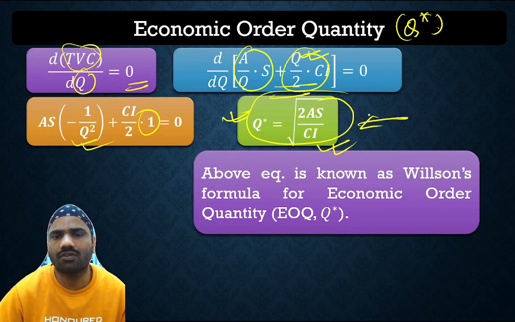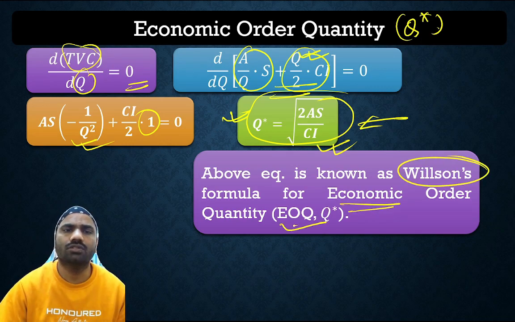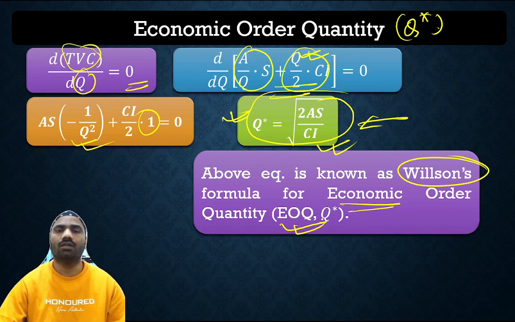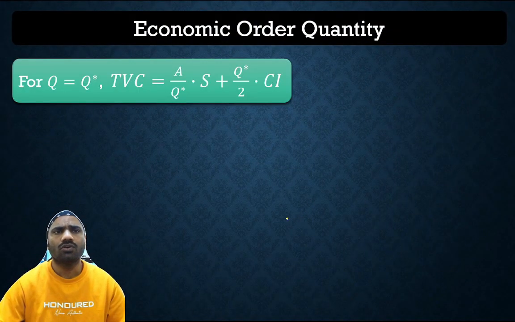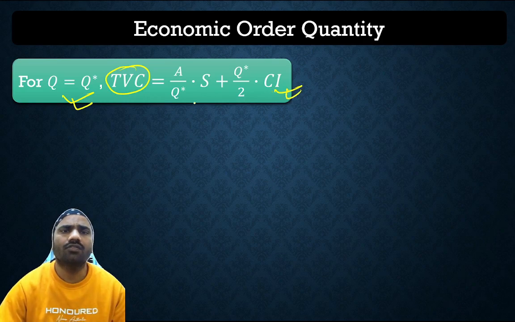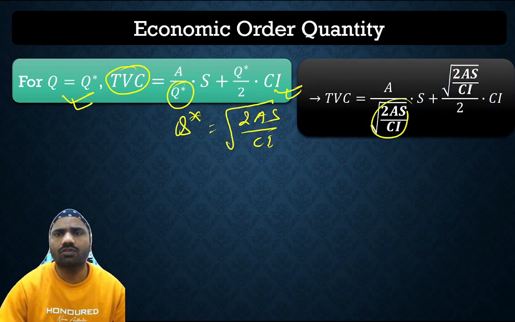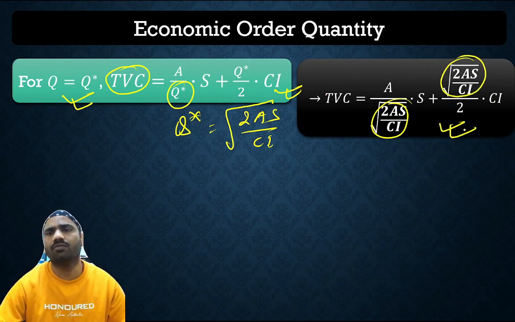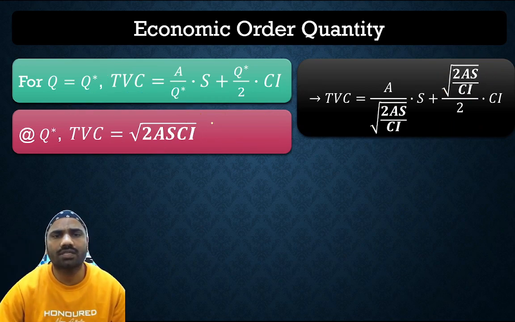So we have obtained an expression for economic order quantity. This relation, we will say, is Wilson's formula for finding the economic order quantity. We can find the value of total variable cost at economic order quantity, and that cost will be A by Q into S plus Q by 2 into Ci. If we replace the value of Q star as square root of 2AS by Ci and simplify, we will get the total variable cost as square root of 2AS into Ci.